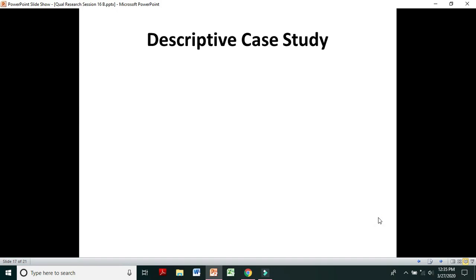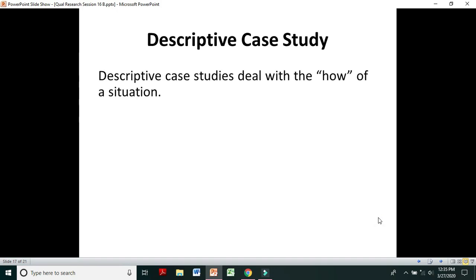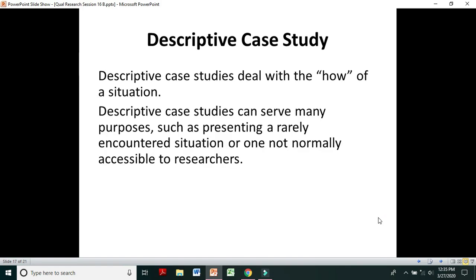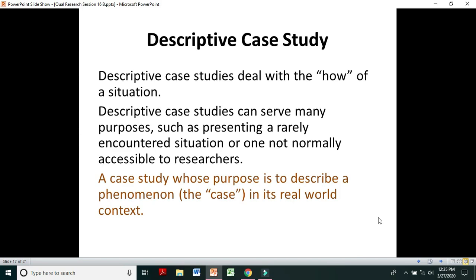So the third kind of case study is descriptive case study. Descriptive case studies deal with the how of a situation. Descriptive case studies can serve many purposes, such as presenting a rarely encountered situation or one not normally accessible to researchers. Most of the time, researchers are interested in conducting descriptive case studies. A case study whose purpose is to describe a phenomenon, the case, in its real world context.